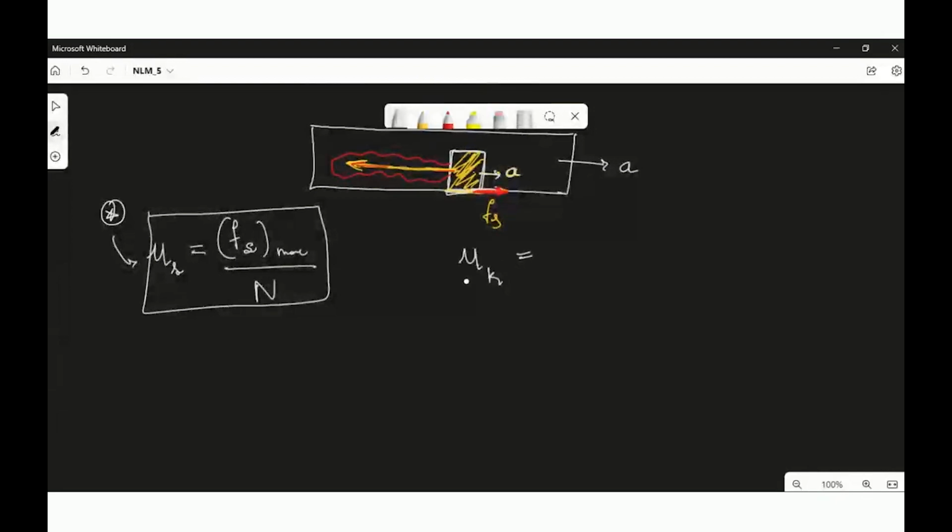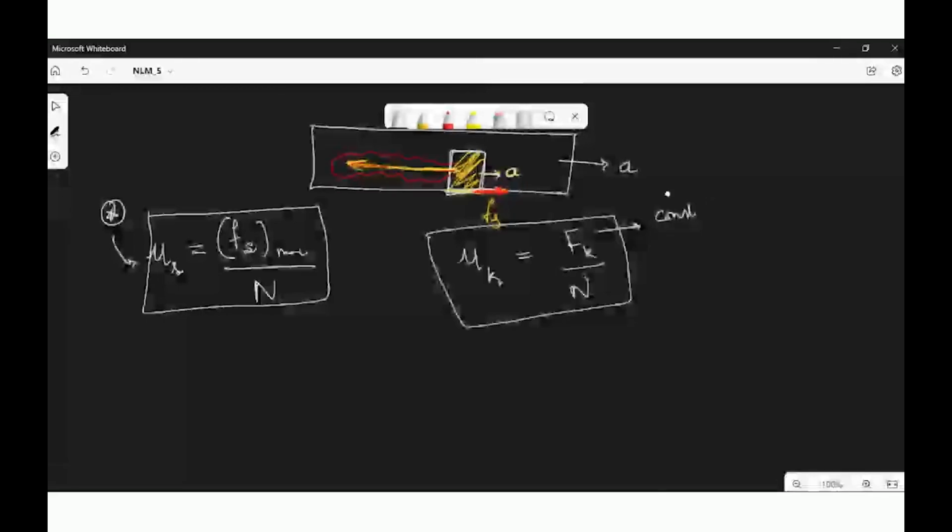And mu k can be said as Fk divided by N, the ratio of kinetic friction to the normal reaction. Will it be Fk max? There is nothing like Fk max. Your kinetic friction is a fixed value. That's what I initially told. This is constant, not self-adjustable. Only Fs is self-adjustable, and its maximum value is Fs max.